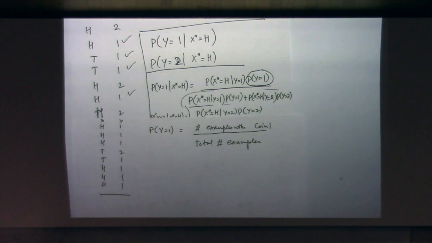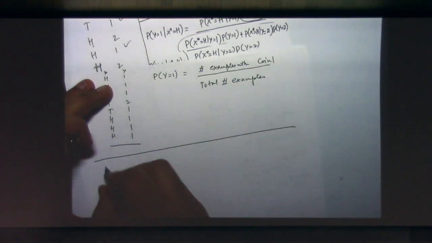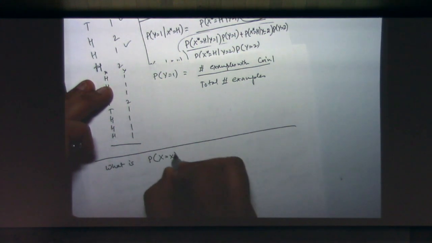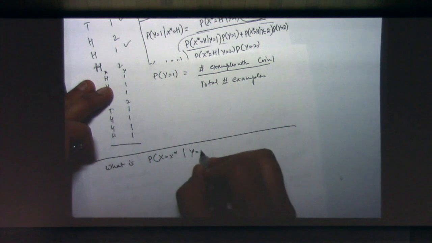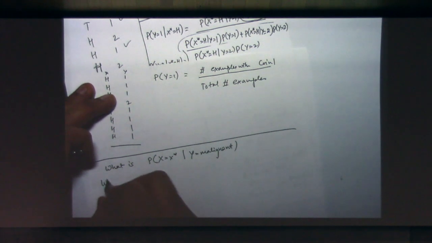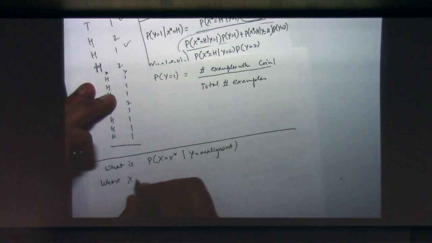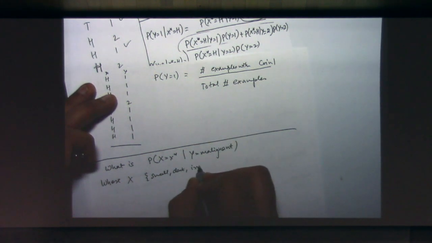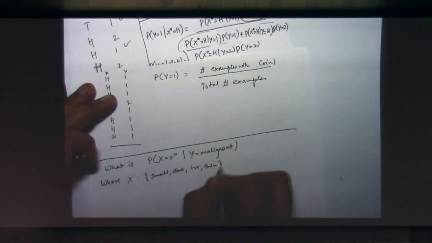We want to compute what is the probability of x equal to x star given y is malignant, where each x is a sort of a vector. It could be small, comma, whatever, dark, comma, irregular, thin, and so on.